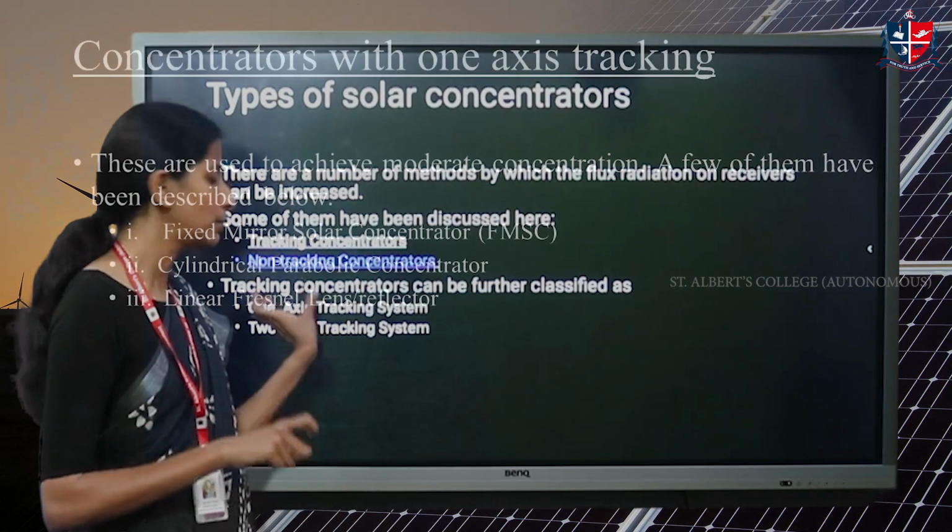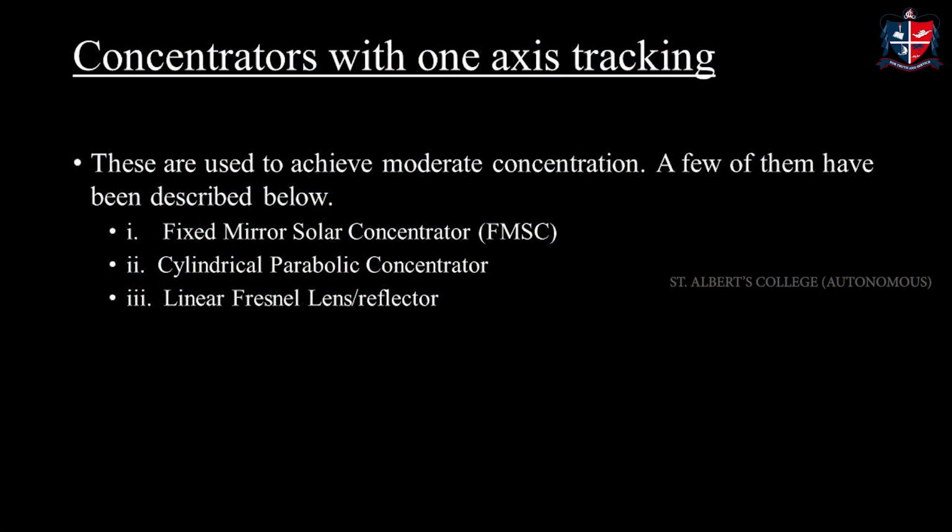In that, we will deal with one axis tracking. One axis tracking are broadly of three types. One is fixed mirror solar concentrator. Then there is cylindrical parabolic. Third one is linear Fresnel.